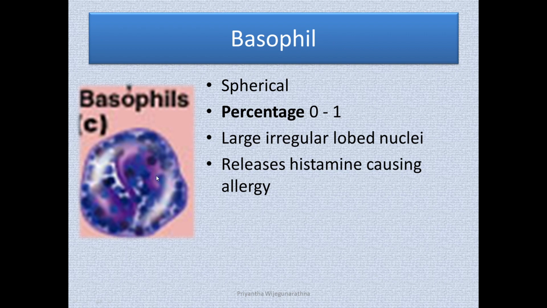Basophil is also a spherical granulocyte, a kind of WBC. Percentage is very less, 0 to 1%. It has a large, irregularly lobed nucleus. They release histamine causing allergy. When a person gets an unusual kind of substance into the body, this basophil releases histamine, causing an allergy condition.